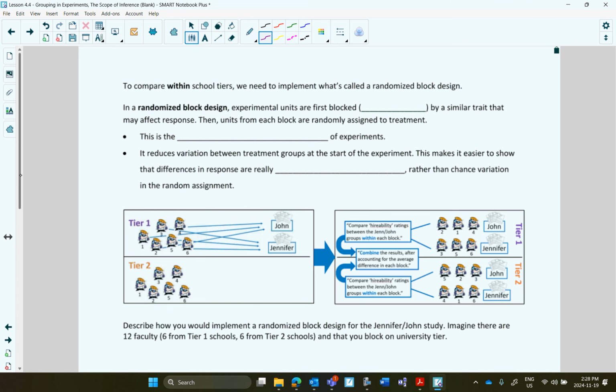If we want to compare within school tiers, we need to implement what's called a randomized block design. In this randomized block design, the experimental units, which in this case would have been the faculty members, are grouped by some similar trait. In this case, their similar trait would be the university they belong to. Then you take units from each block and put them into the two treatment groups, or sorry, one into the treatment group and another into a control group if you have two groups.